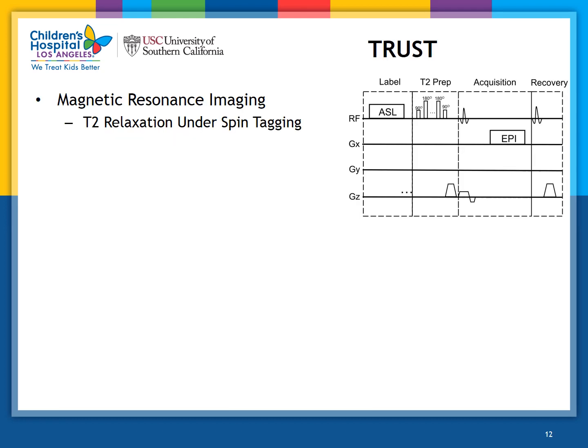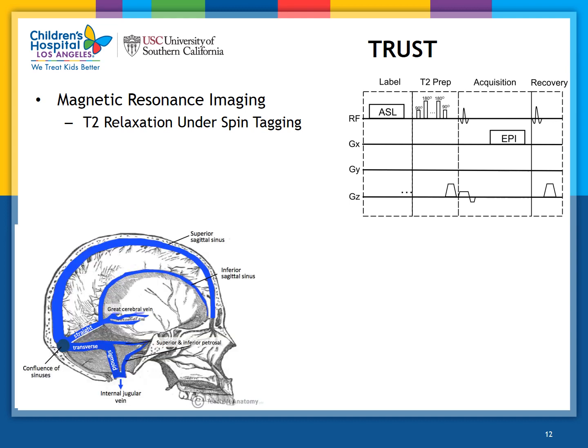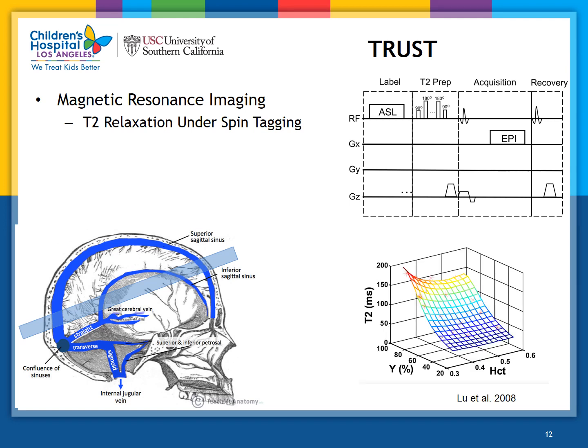The next technique used in this study was T2 relaxation under spin tagging, TRUST. TRUST works by magnetically tagging blood in the brain. That blood is then allowed to flow into the sagittal sinus where an image is acquired. This was repeated without the magnetic tag, and the difference signal now is proportional only to the isolated blood, minimizing partial volume effects. T2 weighting is applied to the blood image using a preparation pulse train, and blood T2 is calculated. Predetermined empirically derived calibration equations relating blood T2, blood oxygen saturation, and hematocrit are then used to convert measured T2 values into oxygen saturation of the sagittal sinus.